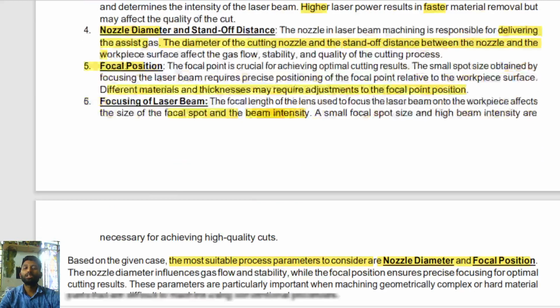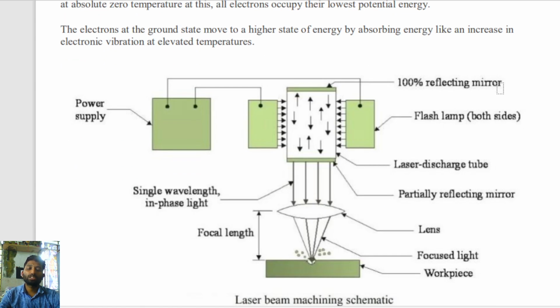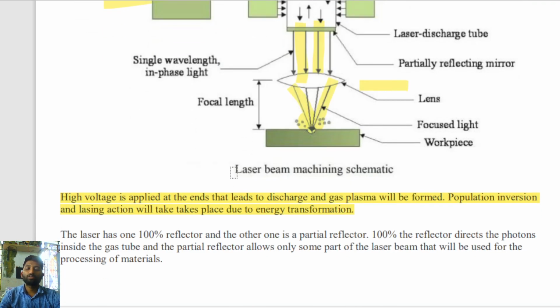Here you can see the laser beam machining setup. There is a lens, power supply, and a flash lamp, and a 100% reflecting mirror. The light travels from this lens and is focused at a particular point, and the beam falling at that point will melt the material. High voltage is applied at the end of the discharge and the gas plasma will form; population inversion and lasing action will take place due to the energy transfer.